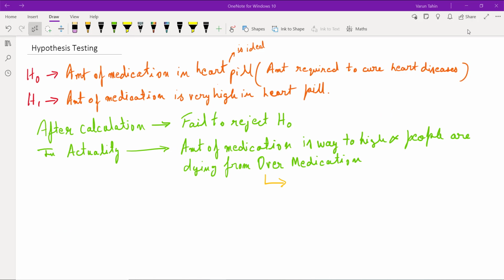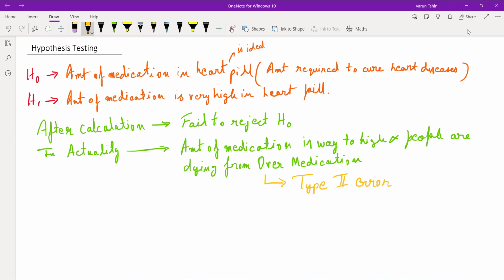Now we will see another example. So here the null hypothesis is that the amount of medication in the heart pill is ideal, or in other words sufficient to cure heart diseases, and the alternate hypothesis is that the amount of medication is very high. Okay, and after our calculation we fail to reject the null hypothesis, that is, we say that the medication is proper in the heart pill, but in actuality the amount of medication is very high and people are dying from overmedication. So can you guess which type of error occurred here? So exactly, this is a type 2 error.